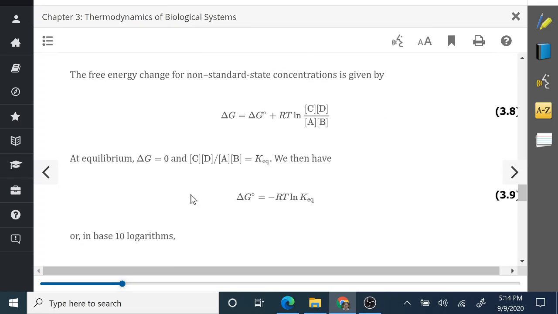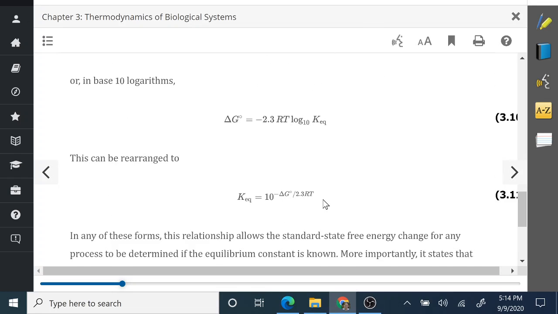But if we are at equilibrium, we can say that delta G is equal to 0. So at equilibrium, the free energy change is equal to 0. And we know that CD over AB is equal to our KEQ. So we can plug in for this equation. If delta G is equal to 0, then we can move delta G naught to the left and say delta G naught is equal to negative RT ln of KEQ, because if we move this to the left side, it becomes negative, and that would be negative delta G naught equals RT ln of KEQ. But if we want to make delta G naught positive, then we need to take the negative of that.